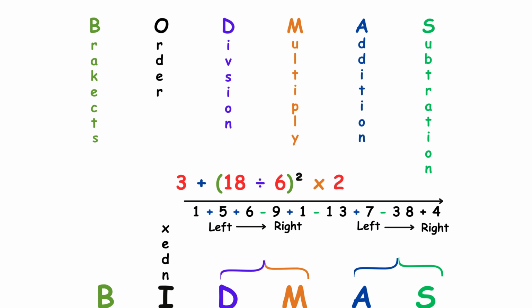So to begin, we always start with anything inside brackets. Next, we look for the order or index, which refers to the small raised number that appears when you square or cube a number and is often referred to as a power. After dealing with indices, we move on to any division, then multiplication followed by addition and finally subtraction.